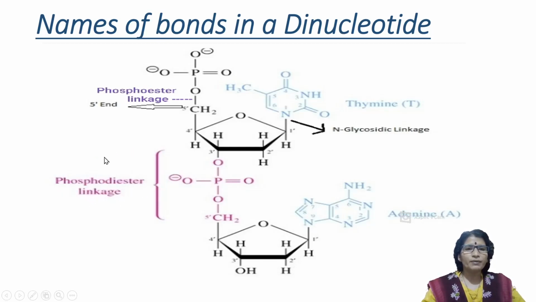What is the difference between phosphoester linkage and phosphodiester linkage? Here, this phosphate group is binding with pentose sugar, only one pentose sugar. That is why here just the bond name is phosphoester linkage. But here this phosphate group at a time it is binding with two pentose sugars. That is why the bond name is phosphodiester linkage. In this way, by the formation of this phosphodiester linkage, the two nucleotides link together.